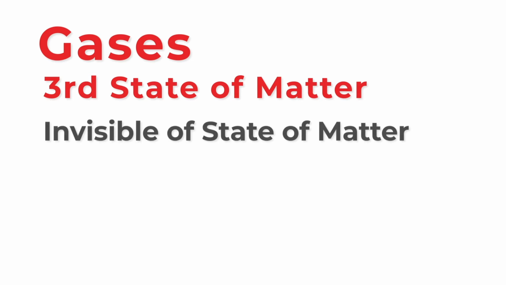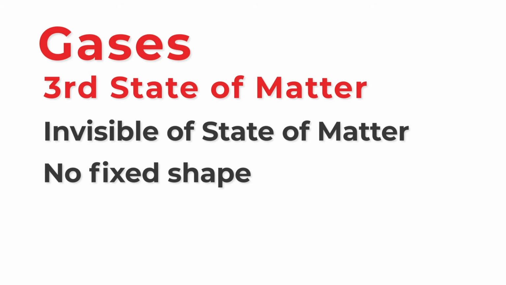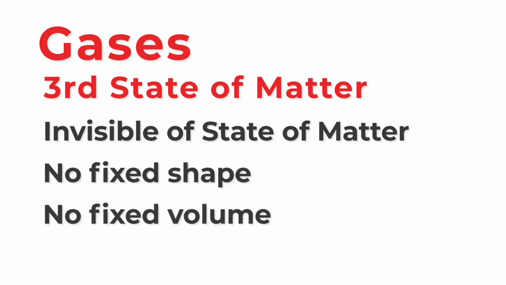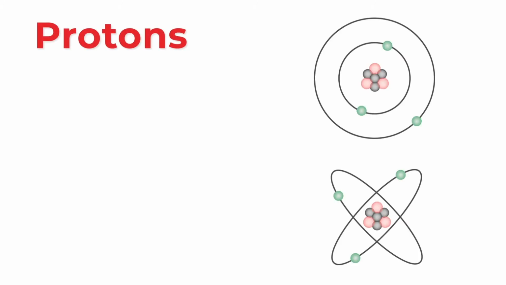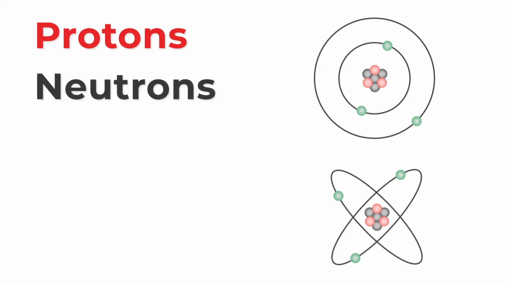Take a look at the third state of matter, gas, usually referred to as the invisible state of matter. It has no shape and it has no volume. Protons, neutrons, and electrons.